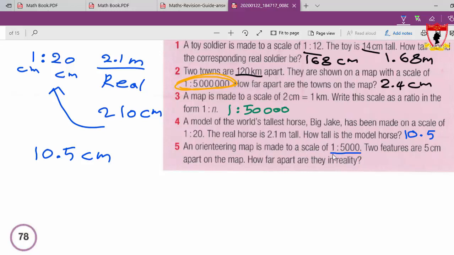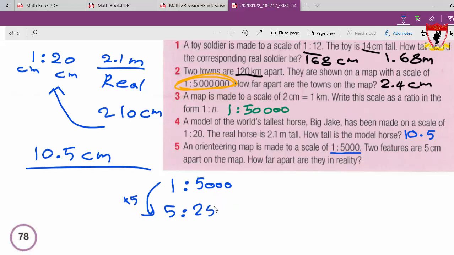There is no unit. It means 1 centimeter represents 5,000 centimeters in real life. Two features are 5 centimeters apart on the map. How far apart are they in reality? So 1 centimeter on the map represents 5,000 centimeters in real life. We have 5 centimeters on the map, so it's multiplied by 5. 5 times 5 is 25,000. 1 centimeter is 5,000 centimeters in real life, so 5 centimeters will be 25,000 centimeters in real life.